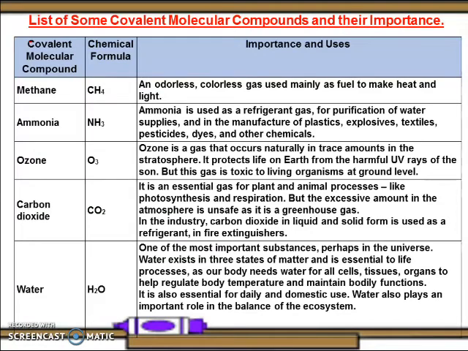Moving on, covalent molecular compounds, or simply covalent compounds, are substances that are formed from the chemical combination of two or more non-metallic elements. In a covalent compound, atoms of the different elements are held together in molecules by covalent bonds. Here is the list of molecular compounds and their importance. Methane, an odorless, colorless gas used mainly as fuel to make heat and light.